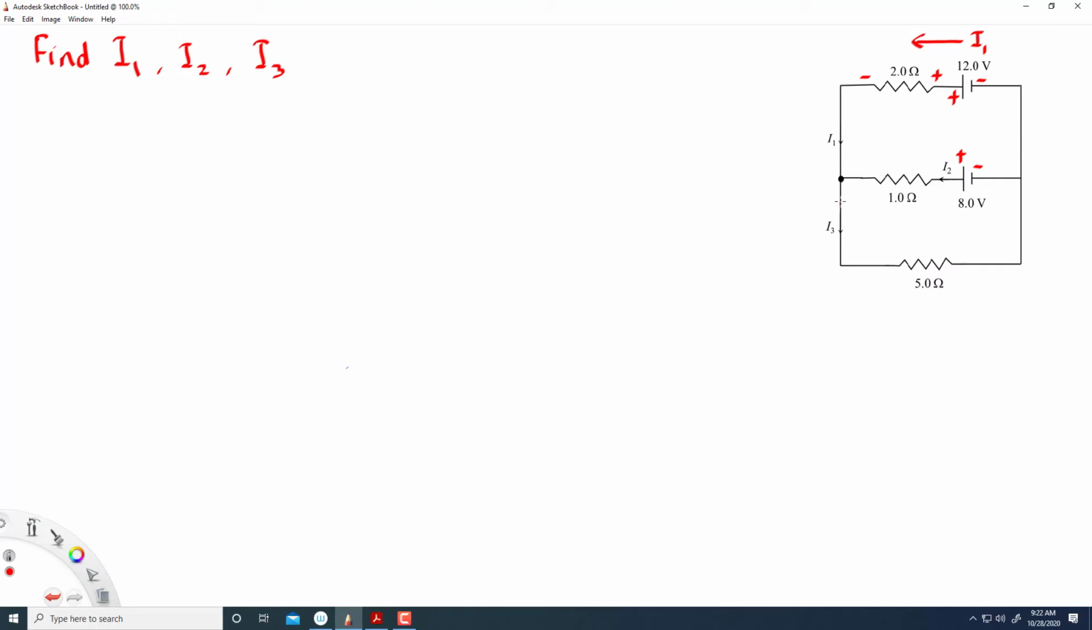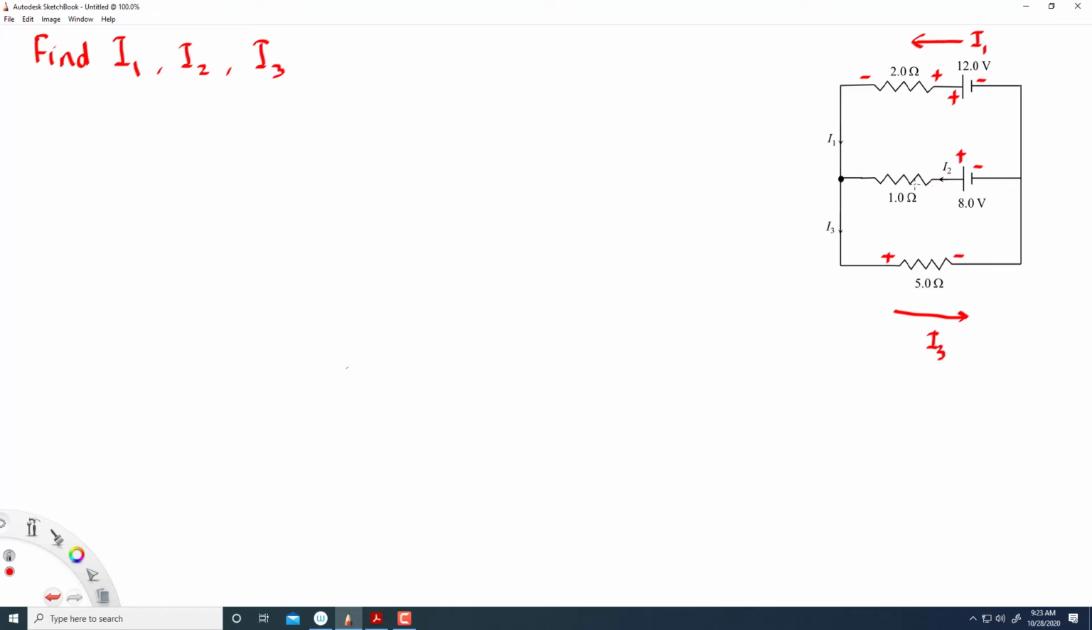And in this one, the current is going this way, I3. So this is the entry point of the current, and that's the exit point. And in this case, the current is going that way. The direction is given in this case. I thought the direction was not given. That's what we need to find.